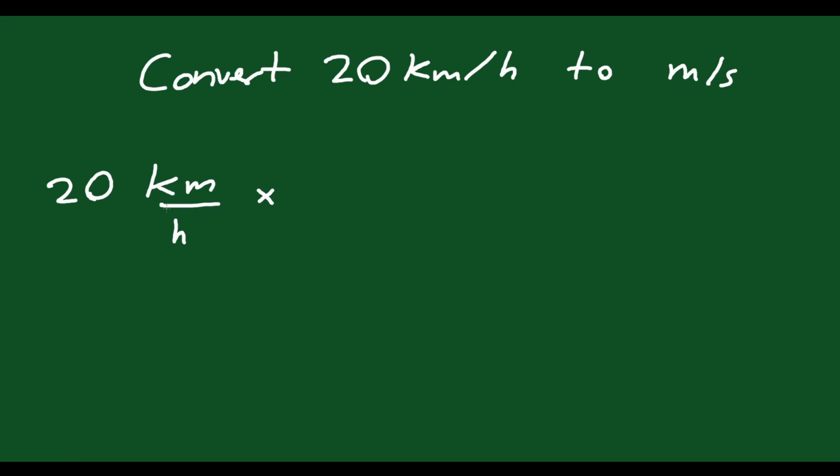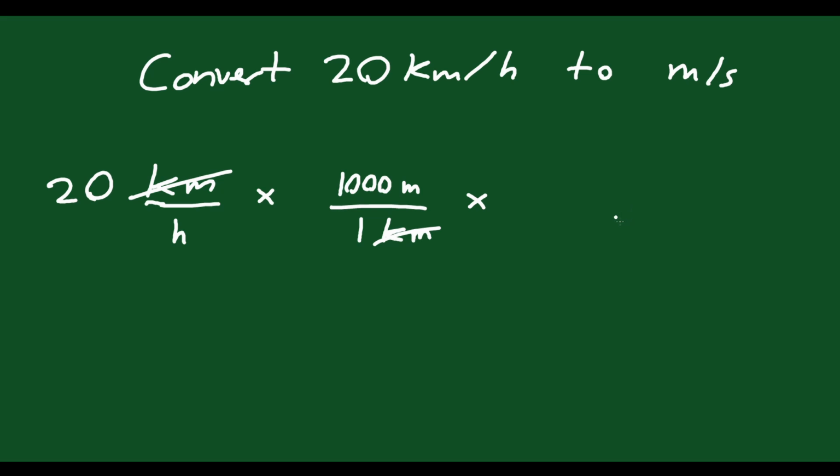So I have to multiply this by a conversion factor, right? So I know that there's 1,000 meters in a kilometer. So I could put 1 kilometer per 1,000 meters, but I want the kilometers to cancel. So I want the kilometers to be on the bottom. So I'm going to put 1,000 meters on top and 1 kilometer on the bottom, because now kilometers cancel and I'm left with meters on top, right? So right now I have meters per hour, really. So I'm halfway there.